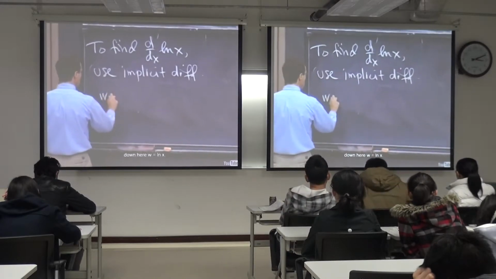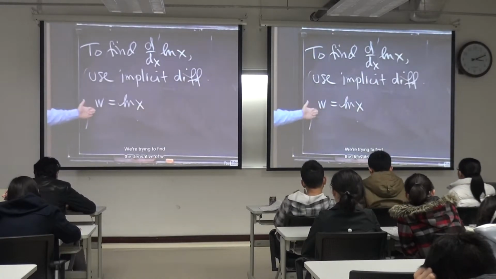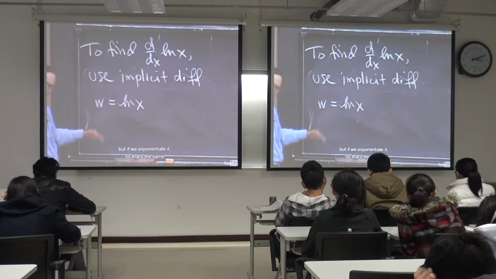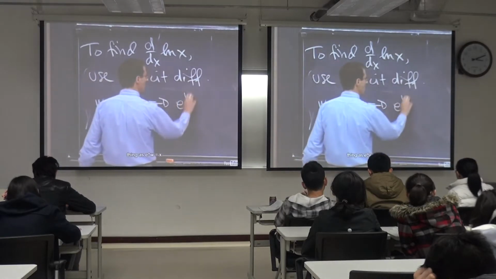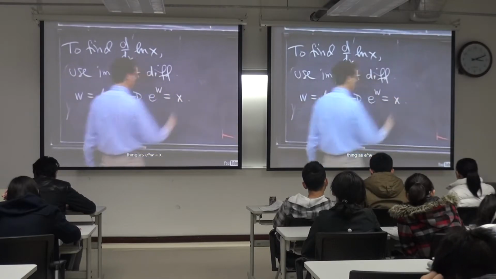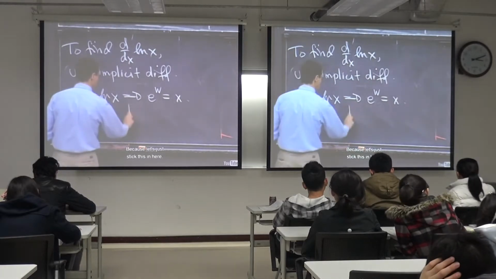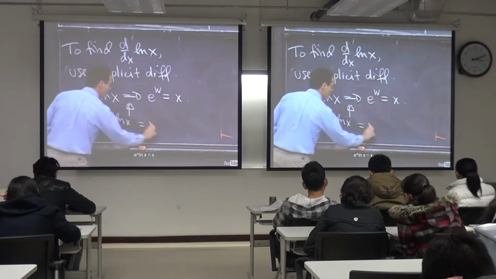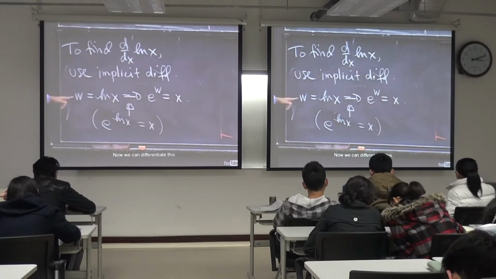You write down here w is equal to log x. All right, here's the function. We're trying to find the derivative of w. But now, we don't know how to differentiate this equation, but if we exponentiate it, so that's the same thing as e to the w is equal to x. Right? Because, let's just stick this in here, e to the log x is equal to x. All right? Now we can differentiate this.